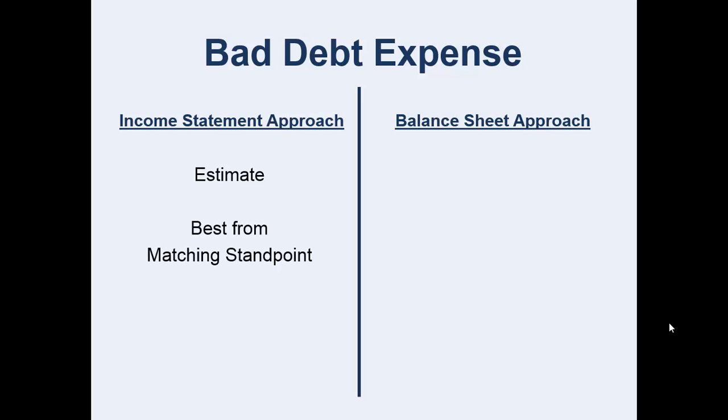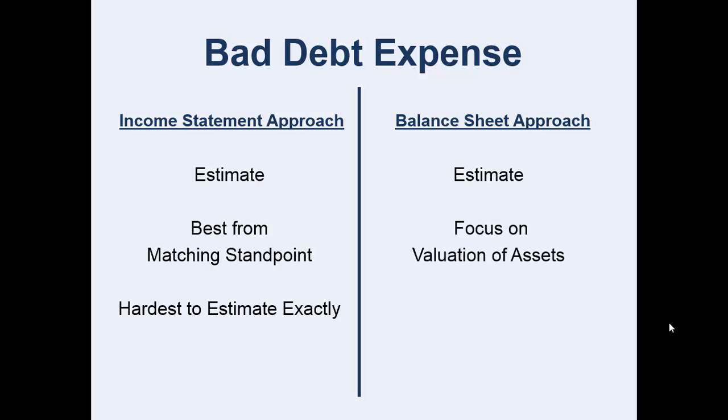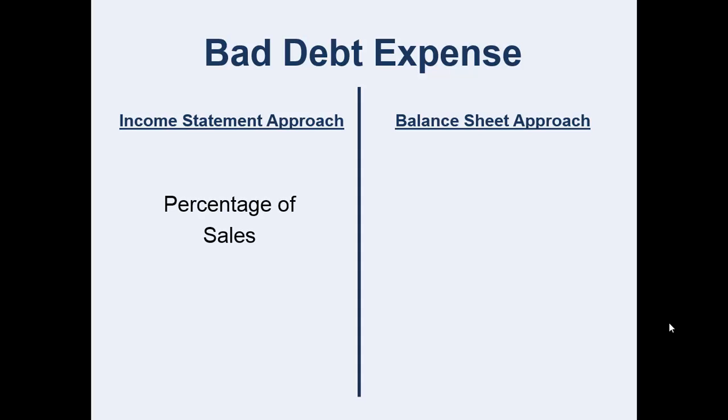With the income statement approach, remember, it is an estimate. It is best, or thought to be best, from the matching standpoint, but it really is hardest to estimate exactly. The balance sheet approach, and there are two different ways to calculate the balance sheet approach, is also an estimate. Instead of focusing on the income statement, this is focusing on the balance sheet. So I'm more concerned, if I'm choosing this method, with the valuation of my assets and calculating what that net realizable value really is.